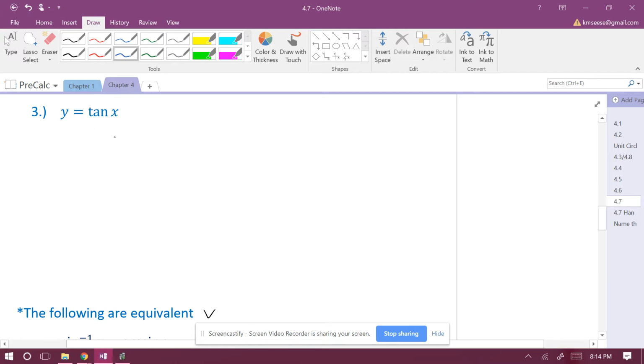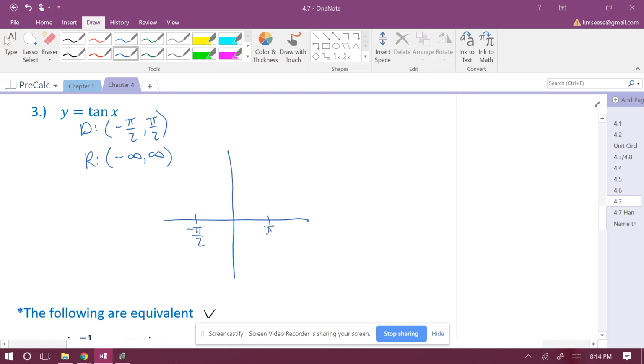So you can recall your graph of tangent, we limited the domain to be from negative pi halves to pi halves. The range of tangent is actually going to stay from negative infinity to infinity. So thinking about that, well, why do we have cross brackets there? Because at negative pi halves and at pi halves, we have vertical asymptotes.